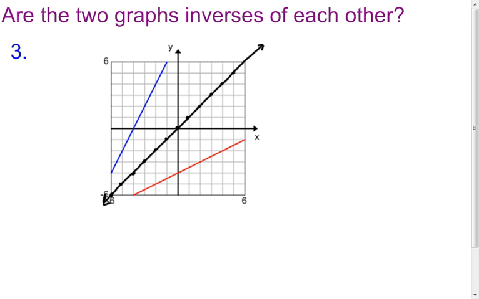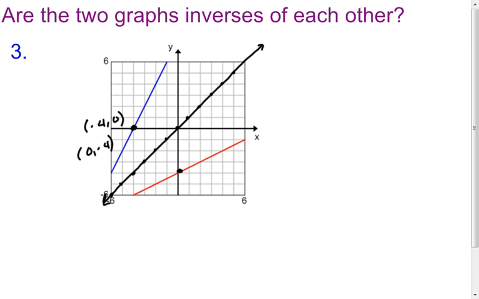If you are unsure, what I would do is pick a couple of points and see if, when you switch the x and the y around, they are on the other line. So for instance, I'm going to pick this point right here, which is the point (-4, 0). The inverse of that would be (0, -4). So I want to see, is (0, -4) on the red line? And (0, -4) is right here, and it is on the red line.